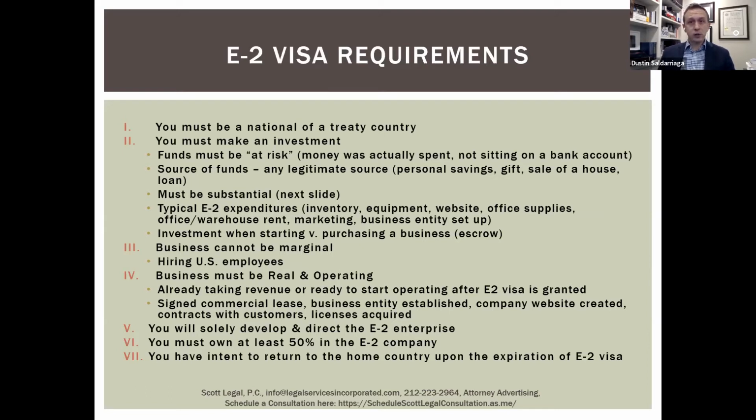The fifth requirement you see on your screen: you must be solely coming to the US to develop and direct the E-2 business on the visa. So this means a few things. First of all, when you enter the US on your E-2 visa, the scope of your work authorization is only to develop and direct the E-2 business. You are not authorized to work for another employer. So your job really should be to build that E-2 business.